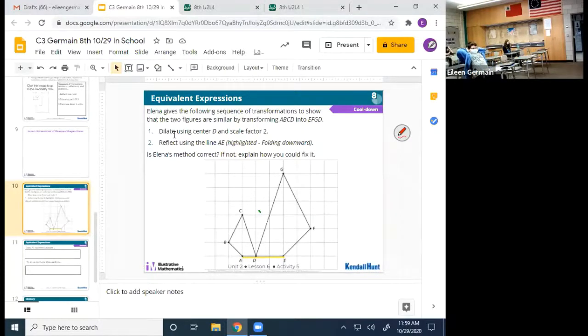Okay, she said first, dilate it using center D and a scale factor of 2. Do we agree with the fact that we would dilate it by a scale factor of 2? Yes. Okay, so let's look. We're going from the smaller shape to the bigger shape. It doesn't depend, it's yes or no. Would we dilate this by a scale factor of 2? Yeah. Olivia, why do you think that? Let's listen. Because if you look at the side diagonal, it looks like it got bigger by 2.